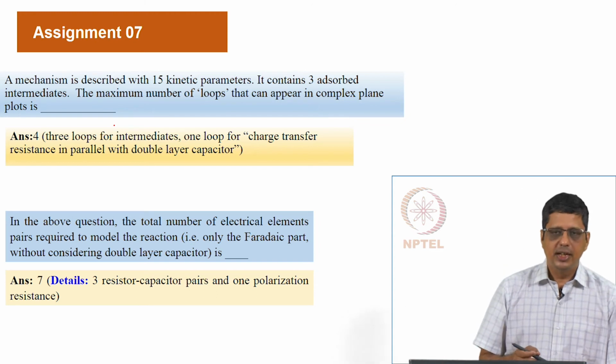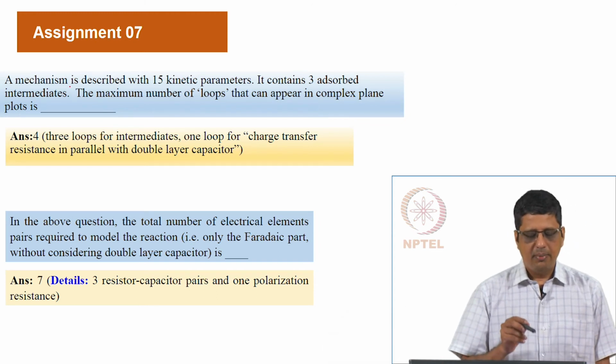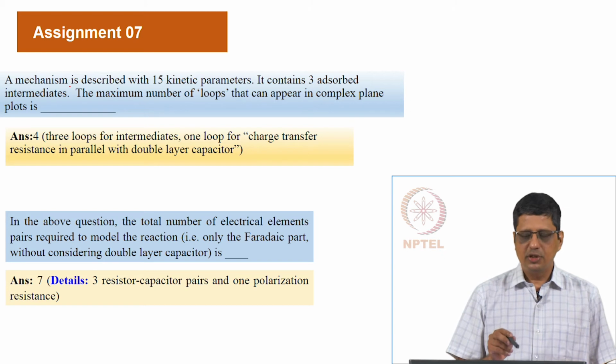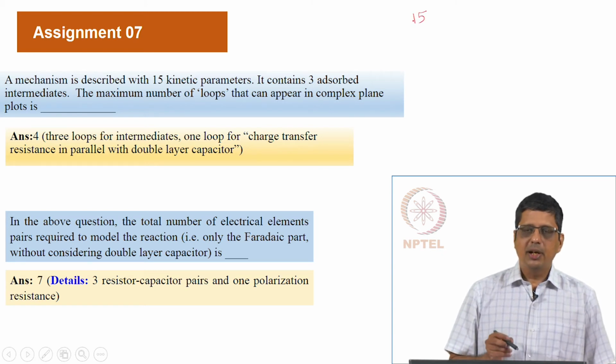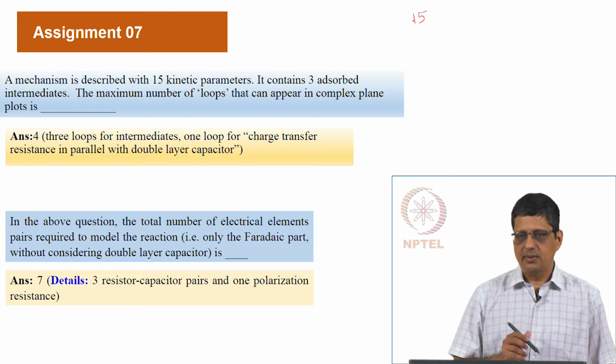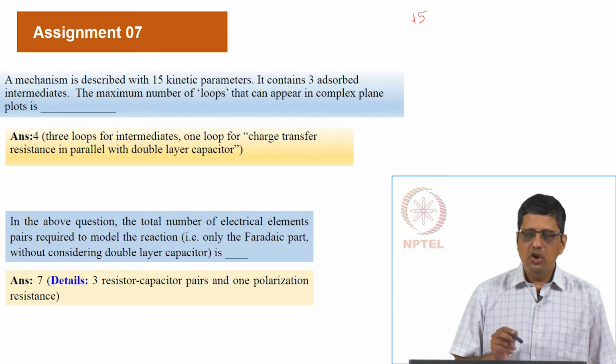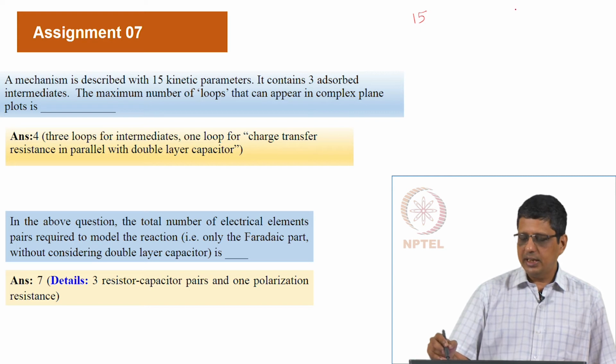Next, without giving the detail, I just described that a mechanism can be described using 15 kinetic parameters, and the mechanism contains 3 adsorbed intermediates. How many loops do we expect to see? If it contains 3 adsorbed intermediates, we expect to see 4 loops.